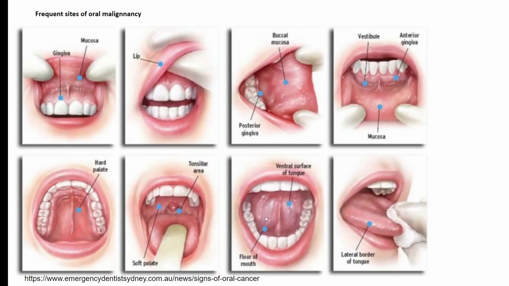The ventral surface of the tongue also has to be palpated. Whenever you are screening a patient for a suspected malignancy of the oral cavity, it's mandatory that you palpate all these areas specifically, and only when you do not find any abnormality may you say that the patient is free of lesions. If you palpate these areas carefully, identification of the lesion at an early stage is possible.